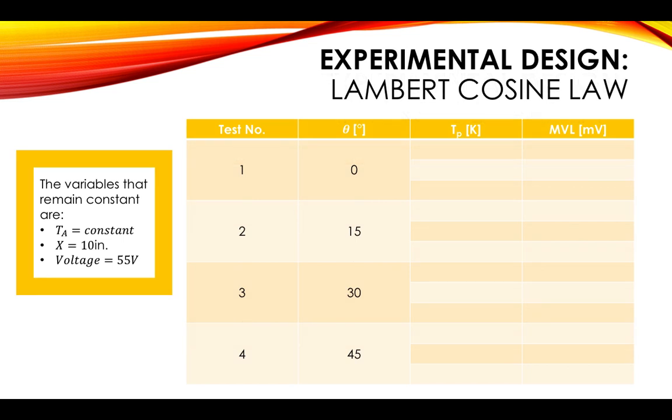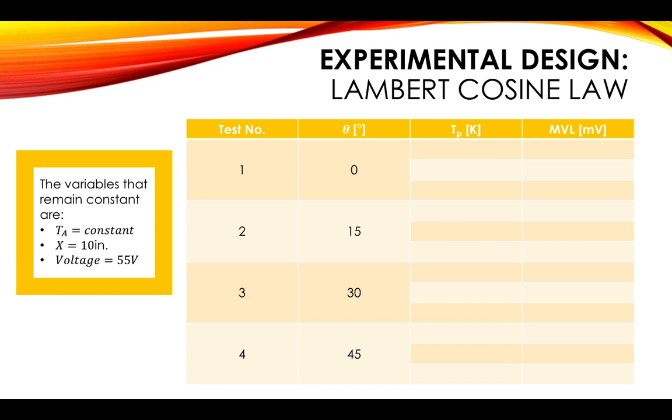The experimental design of the Lambert cosine law will help us determine how radiation heat transfer is affected by the cosine of the angle of incidence. So we will have 4 different test numbers, and in each run, we will be varying the angle of the thermopile from 0 to 45 degrees.